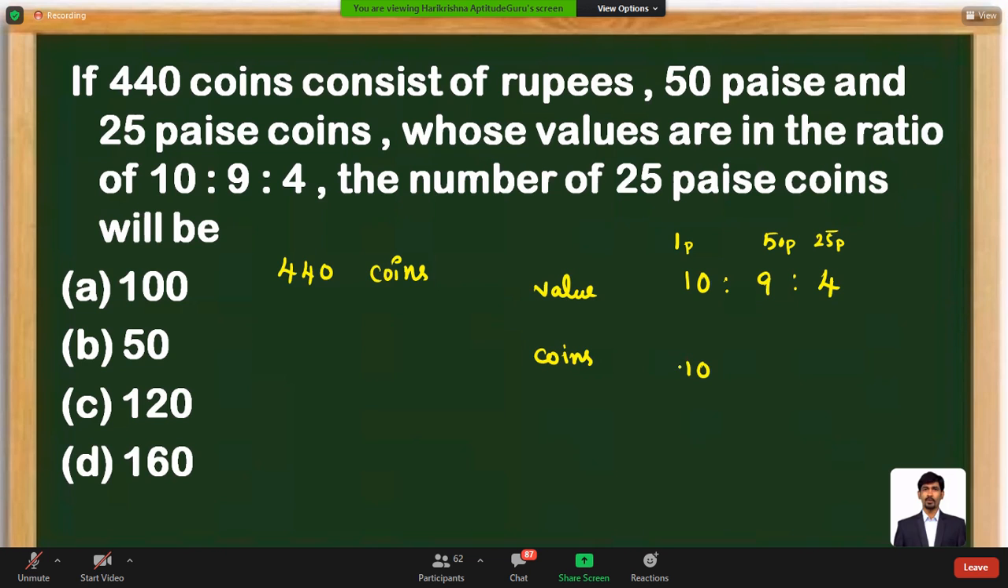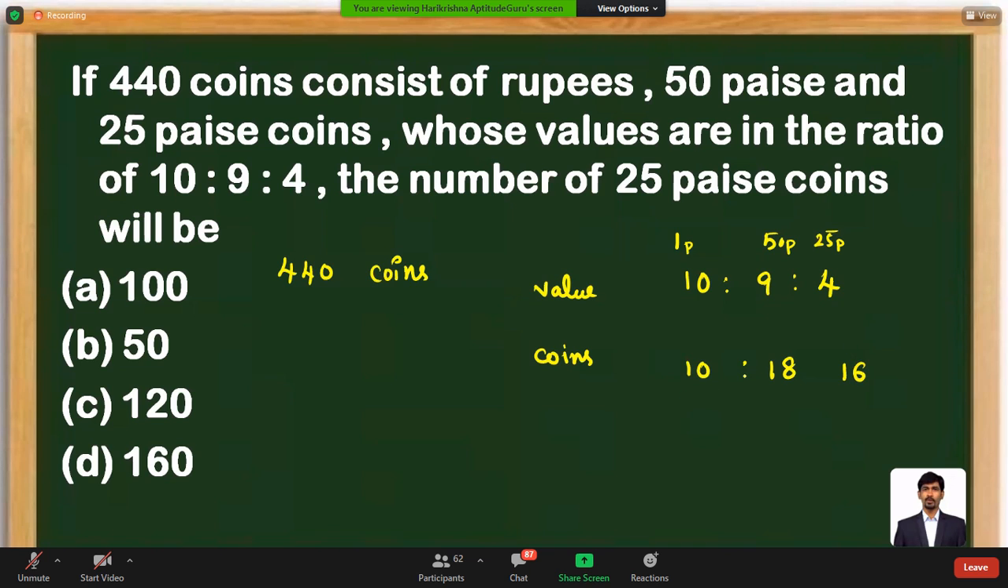If I have 9 rupees with me, all in 50 paisa coins, how many coins should I have? To make 1 rupee, I should have 2 fifty paisa coins. To make 9 rupees, I should have 18 coins. The value of the amount is 4 rupees for the 25 paisa coins. How many 25 paisa coins are required? To make 1 rupee, I need 4 coins. To make 4 rupees, I need 16 coins.